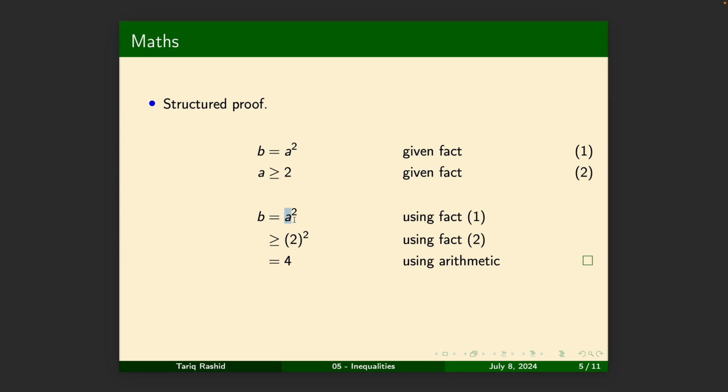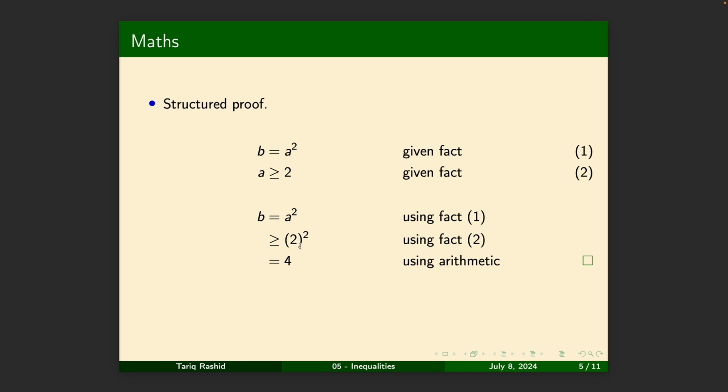all we've got here is a squared, and a itself doesn't help us. We want to get rid of it or resolve it in some way. Is there another fact that can help us? Well, there is. This one, a is more than or equal to 2. So if a is more than or equal to 2, we can almost do a kind of substitution. More than or equal to 2 squared.